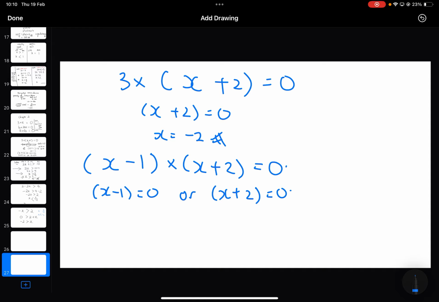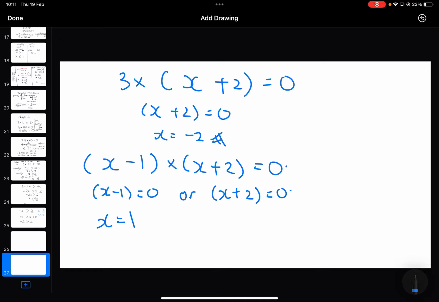So there are two possible answers. There are two possible x that will make my equation, my left hand side, 0. Then if I'm looking for the solution, what can make this bracket 0? When x is 1. When x is 1, it will make this first bracket 0. It will make the entire left hand side 0. So this is one of the solutions.